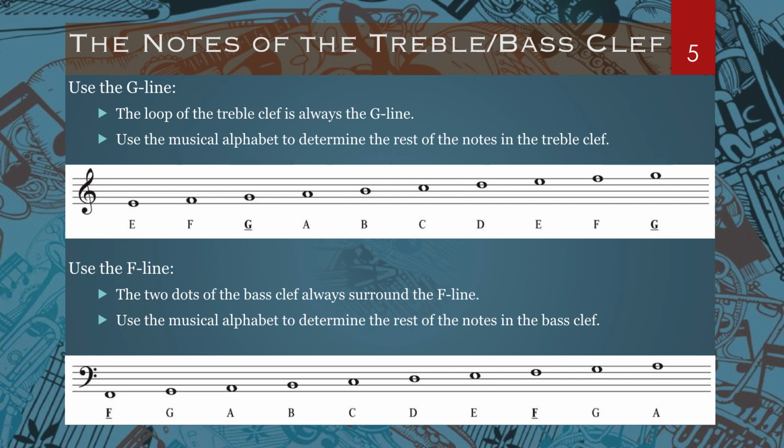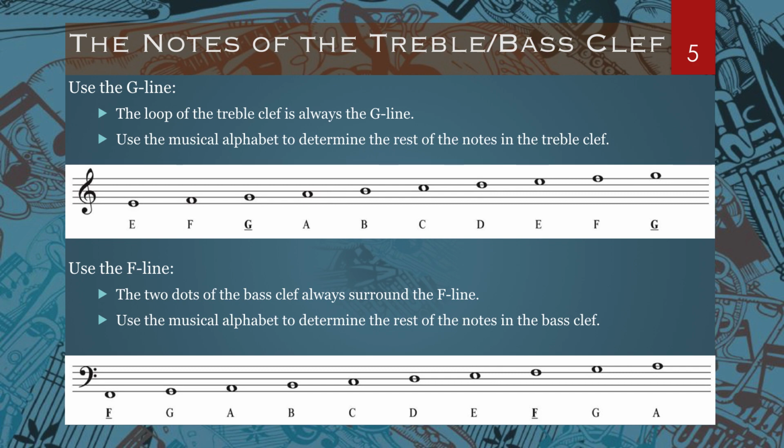So the notes of the treble and the bass clef. Very simply, you can use the G line to identify where G falls. You learned that in the previous unit. Now, if you look at this staff system, you have E, F, G, A, B, C, D, E, F, G. You can figure out all of those notes because you know where G is and you know how to count up and down the musical alphabet.